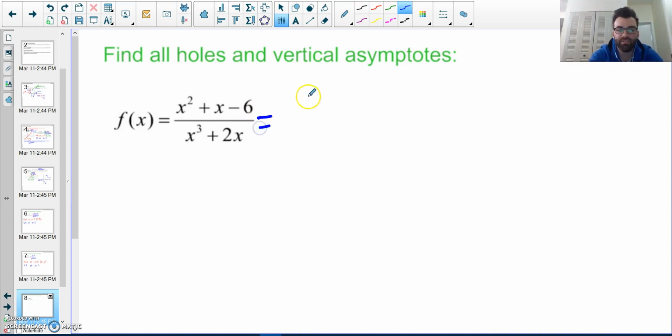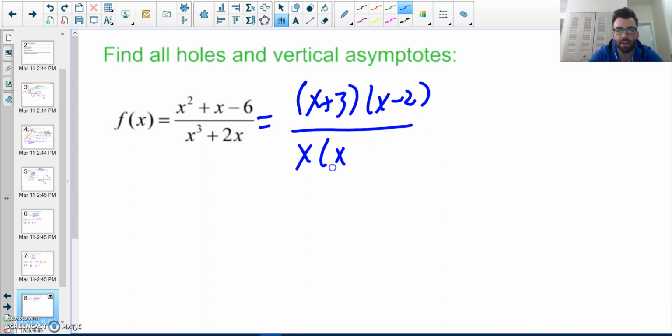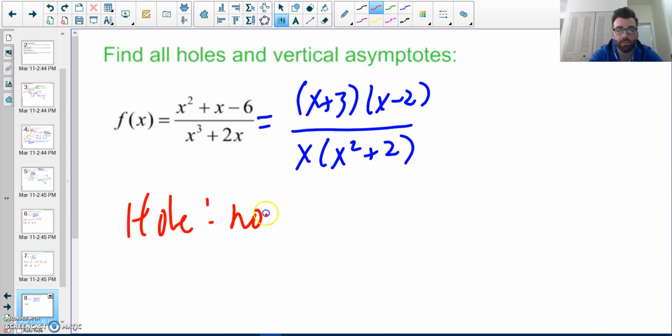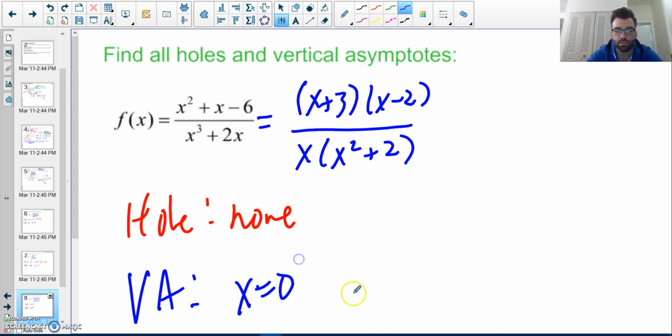First thing I need to do, factor x plus 3, x minus 2 over x times x squared plus 2. Does anything cancel? No. Holes. You can have no holes. That's a beautiful thing. Vertical asymptote. Well, I got this issue here, so x equals 0. All right. And I want to set this equal to 0 as well.